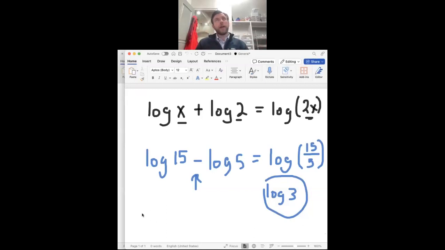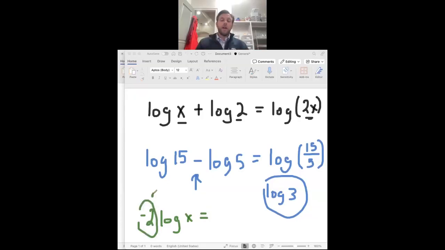And then finally, suppose I have, I don't know, -2 log of x. I can use the power rule to take this -2 and bring it back as the exponent of the x. So that would give me log of x to the -2. So the point here is you learn the rules one way, the rules apply the opposite way too.